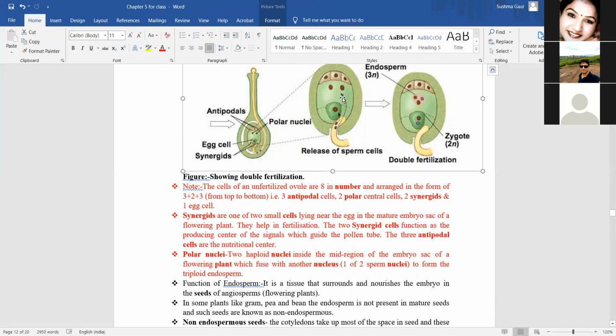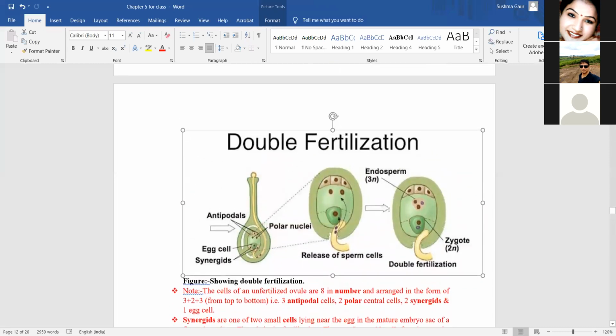Yes, ma'am. Polar nuclei थे. They will fuse with another nucleus of one of the two sperm nuclei to form the triploid endosperm. Okay, ठीक है. हाँ श्रेया. What will happen here? ये है आपका polar nuclei. ठीक है? ये आपके दो synergid cells जो नीचे थे.